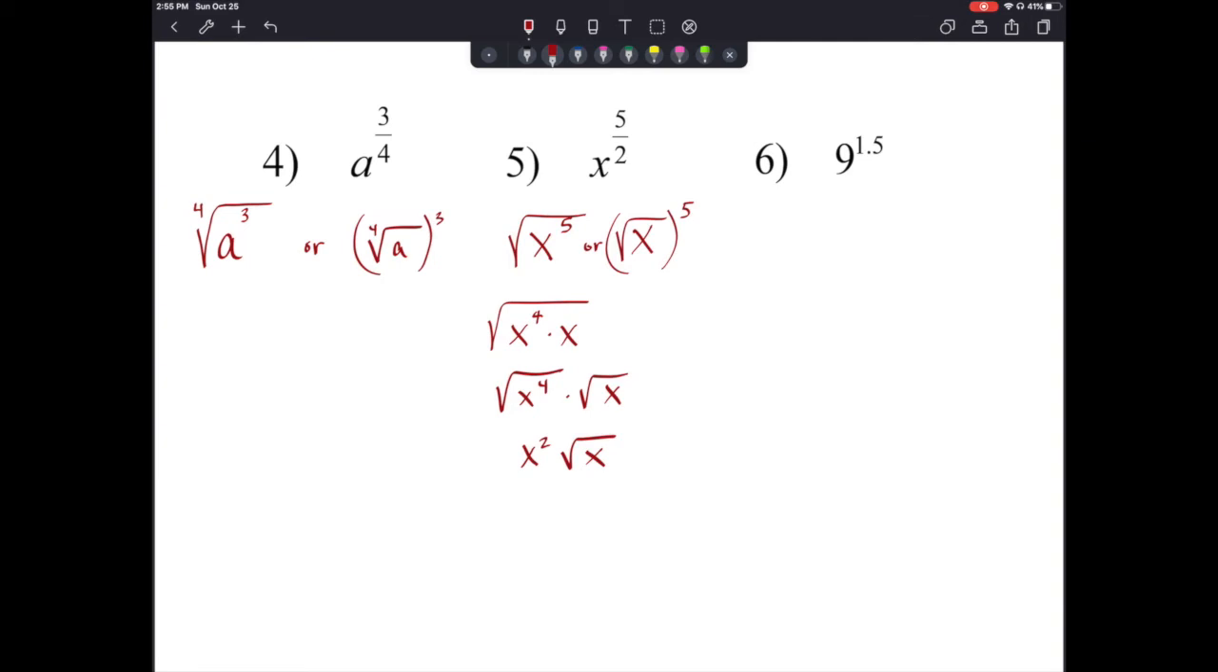Let's look at number 6, but we have a 9. So 9 to the 3/2 power means we're going to be taking the square root of 9 and then raising it to the 3rd power, or we could say the square root of 9 to the 3rd power. For me, I can't do 9 to the 3rd power in my head, so I'm going to stick with the top one. I'm going to say here that square root of 9 is 3, and then 3 to the 3rd is going to end up giving me 27.